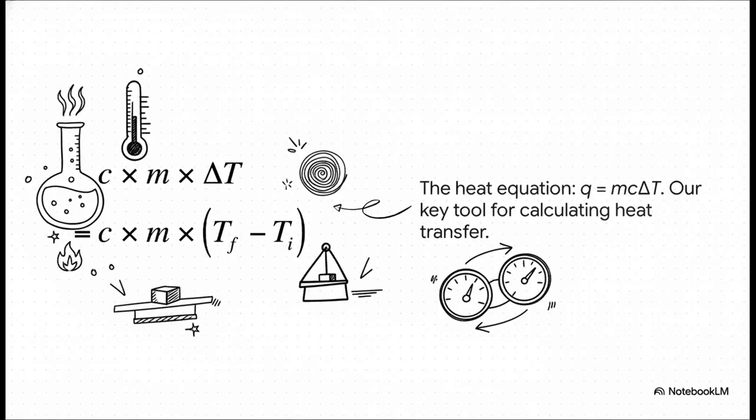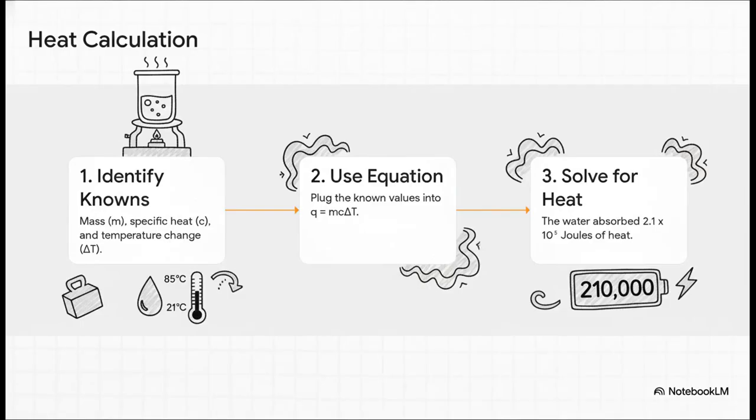And this all leads us to the main event, our workhorse equation, Q equals mc delta T. Let's break that down. Q is the heat we're trying to find. m is just the mass of our substance. c is that specific heat capacity we just talked about, and delta T is just a fancy way of saying the change in temperature. Let's actually use it.